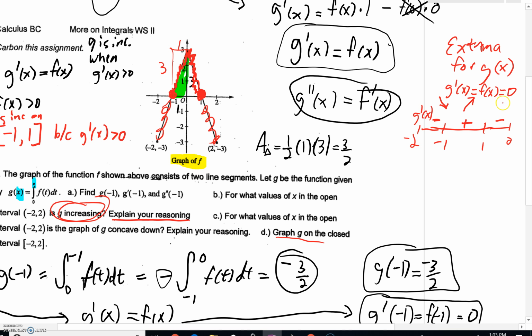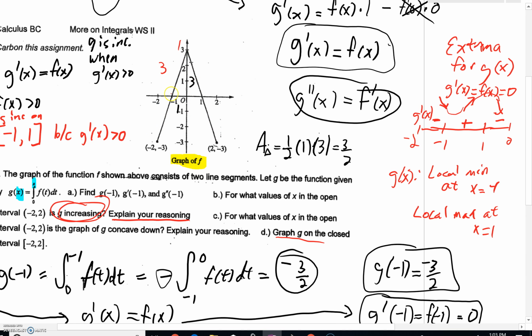So g prime, which is f, when that's below the axis, that means g is decreasing. But look at what is happening, guys. You can see that you'd have a local min and a local max. And you can even jot that down off to the side here. We'd expect to see a local min at x equals negative 1. And again, this is for g of x, we'd expect to see a local max at x equals positive 1. Wow. So that's all well and good. That's hopefully helping you out some.